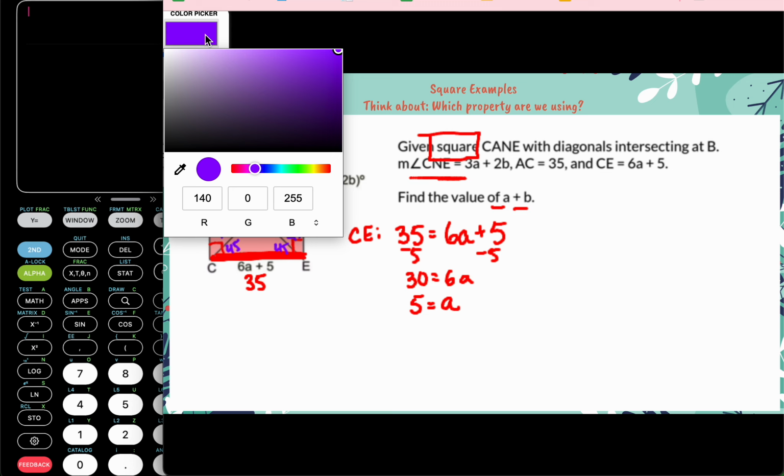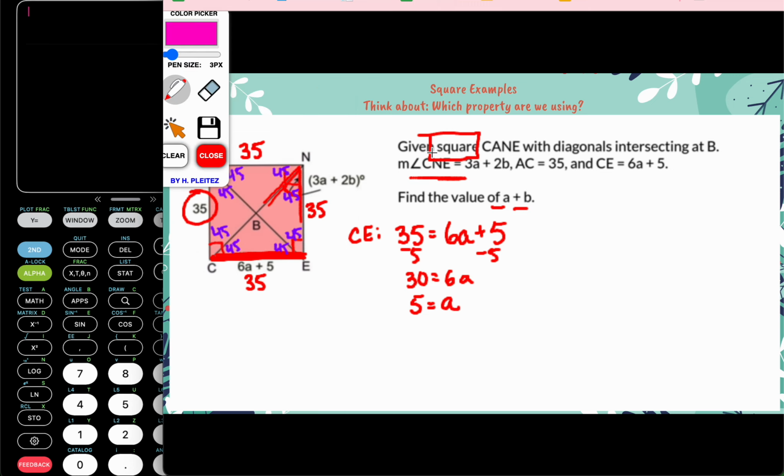So what I see right now is we have that angle CNE right here, so I'll write this out. Angle CNE, I know that it's 45 degrees just from labeling my properties of a square, but they also tell me that it's represented by 3A plus 2B. So I'm going to make that equation. Now I already know my value of A, so we can go ahead and substitute that in. Let's rewrite this equation. 45 equals 3 times 5 plus 2B.